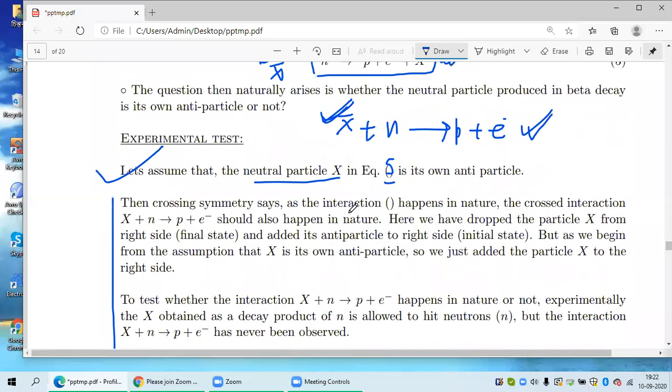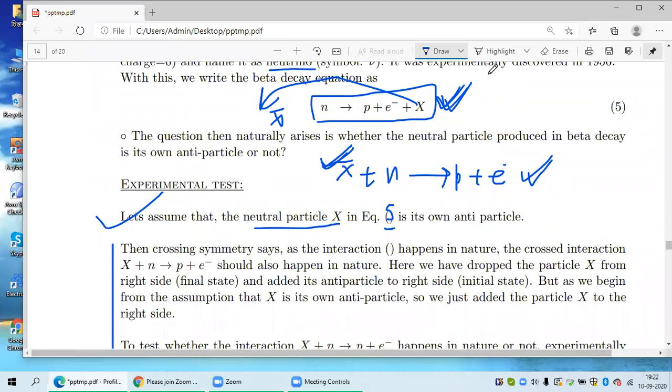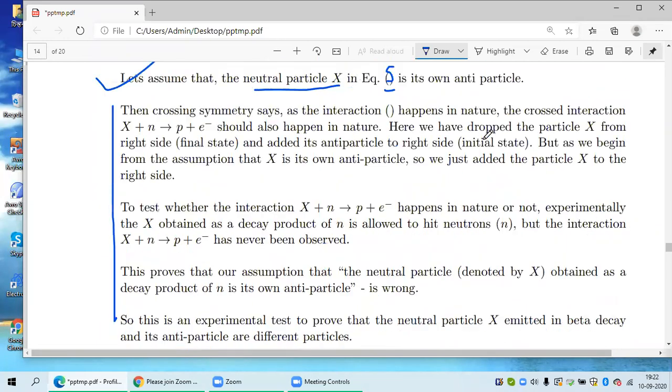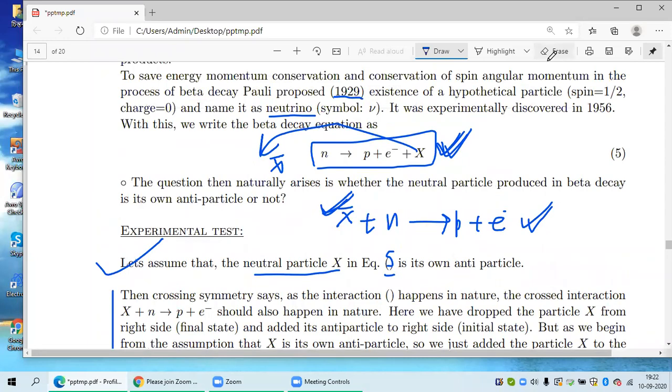But is it clear? Yes, sir. Okay. Yes, sir. But the energy and momentum must also be satisfied. Yes. The conservation must be satisfied.